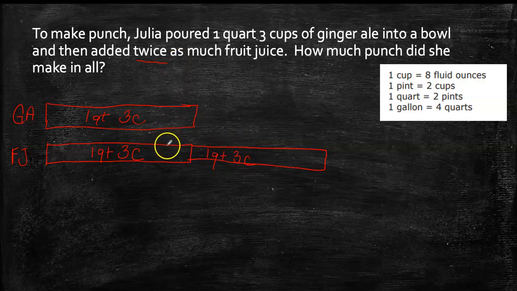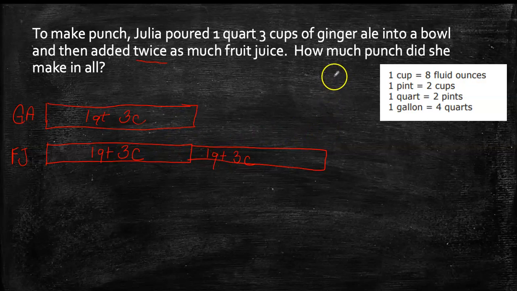And now that's the twice. That's the 2 times. So I'm going to reread my sentence and make sure my picture matches my sentence. Julia poured 1 quart, 3 cups of ginger ale into a bowl and added twice as much fruit juice. So here's my fruit juice. There's 1 and there's 2. So I have all of those that match.